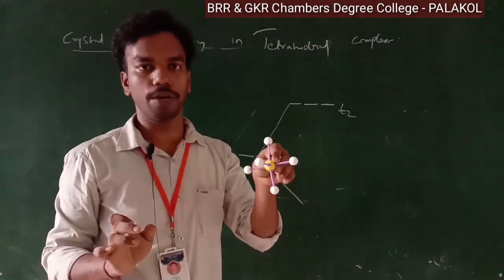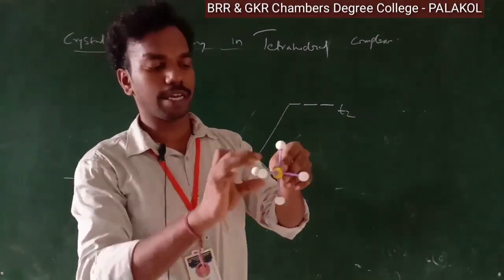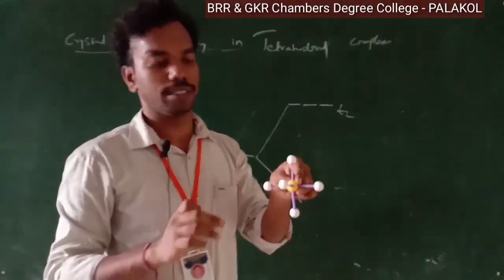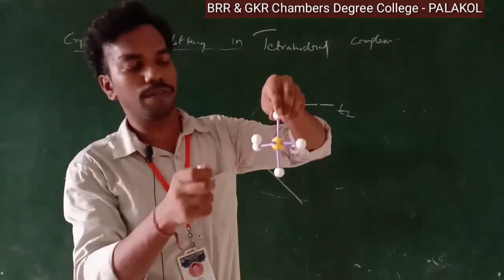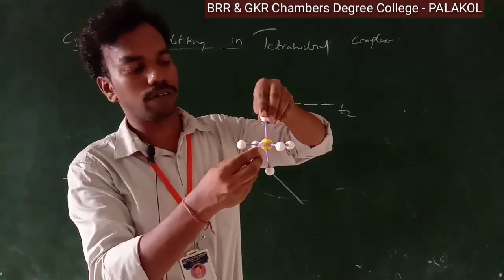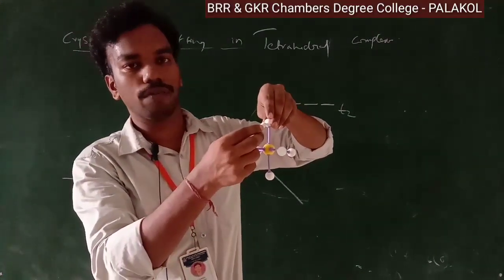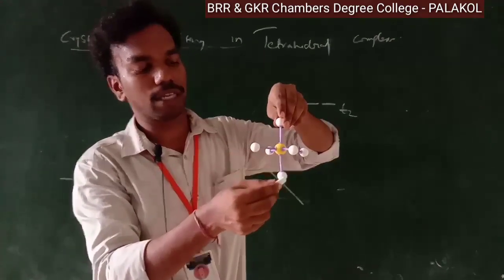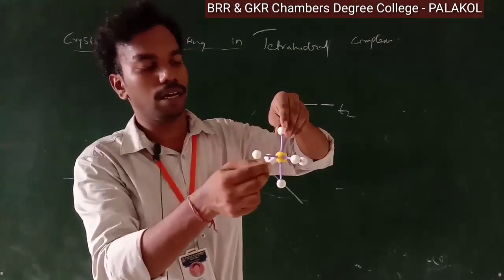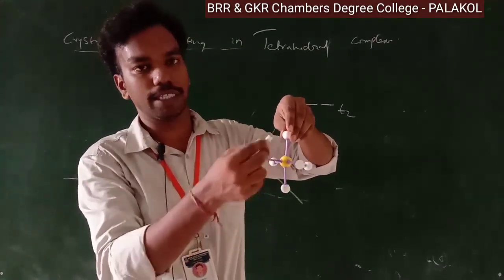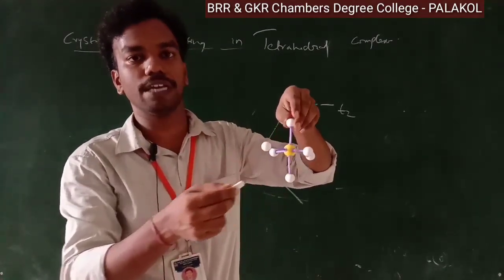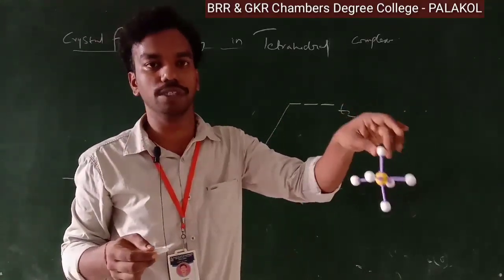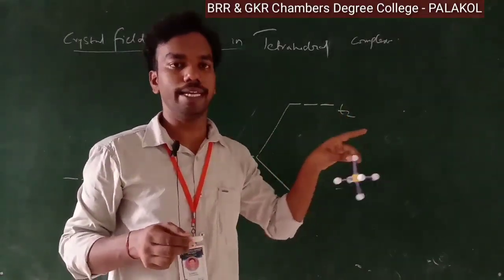I hope you understand. Okay, I will repeat it again. Center of symmetry: in octahedral complexes, if I take the point at the center, at some distance you can find one ligand, and in the opposite direction, if you find the same ligand at an equal distance from this center point, then that complex has a center of inversion. That's why you use T2g and Eg.